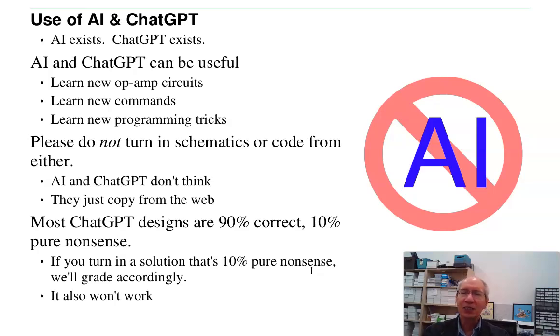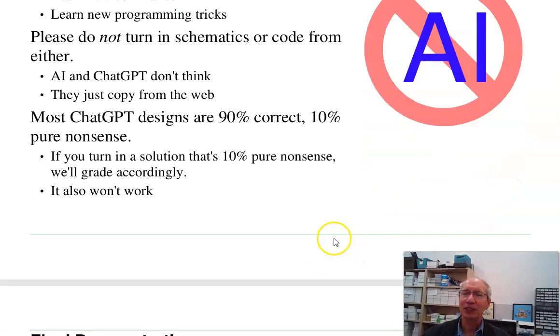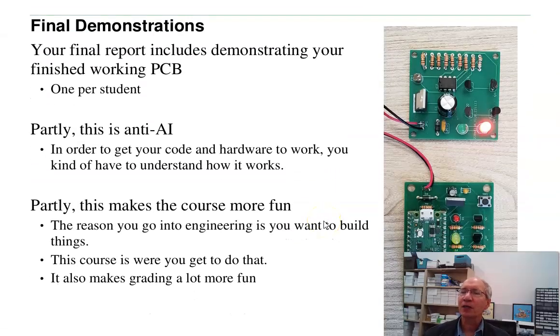So the final presentation, when you're demonstrating your design, it isn't going to work if you just rely on ChatGPT. That's part of the reason we have final demonstrations. During dead week, and at the end of the semester, you'll come in for a half-hour presentation and present your design. To get an A, every student has to have a board that works. Partly, this is our anti-AI technique. If you're relying on AI, you won't have a working circuit board, almost guaranteed. To get a board to work, you kind of have to understand what you're doing.